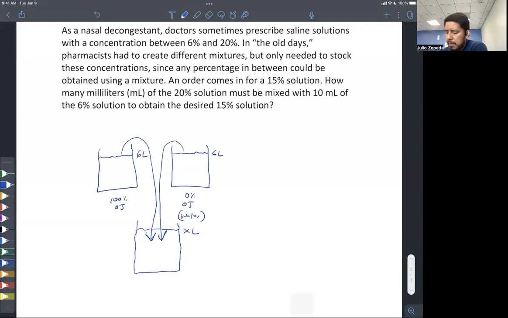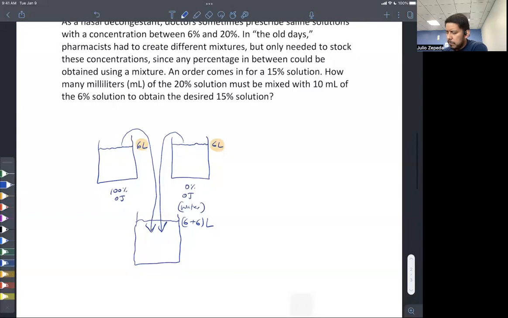Some amount. But we can see that if we mix these two liquids, then it's just going to be 6 liters plus 6 liters, right? We just add the amounts that we mixed. Whatever amount we mixed of each type, that's what we're going to get in the mixture. And so this will give me 6 plus 6, which is 12 liters. So this is 12 liters.